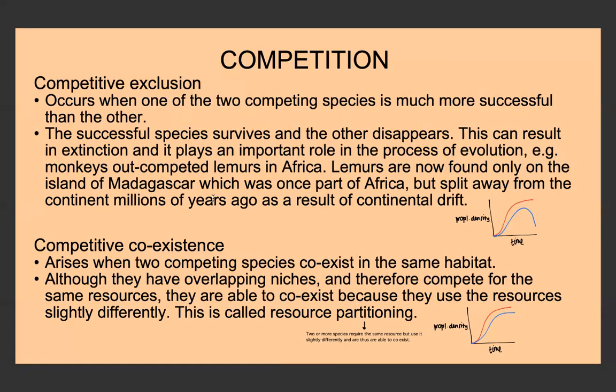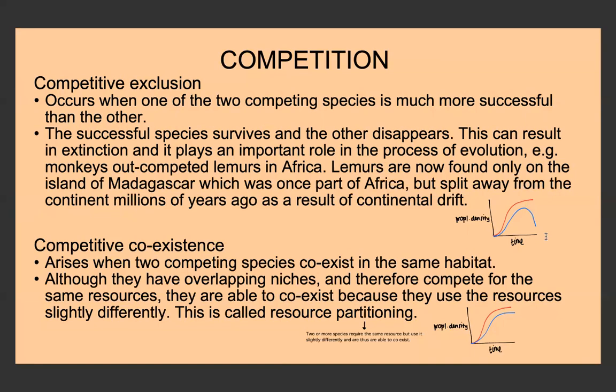For example, in Africa, there was a lot of competition between monkeys and lemurs. Monkeys totally outcompeted lemurs in Africa, which resulted in competitive exclusion. So now lemurs are only found on the island of Madagascar, which is obviously part of the continent of Africa, but split away from it millions of years ago as a result of continental drift. So on Madagascar, lemurs were successful, but in Africa, they were outcompeted by monkeys.